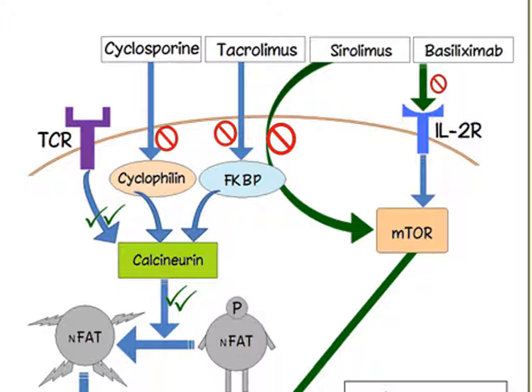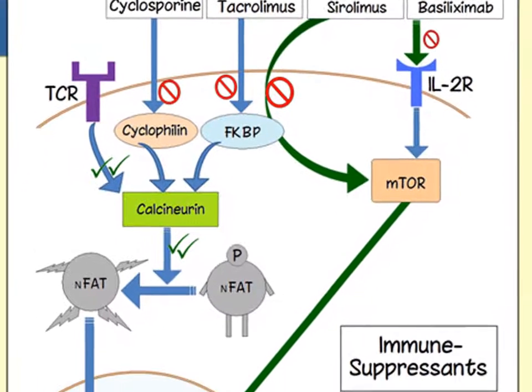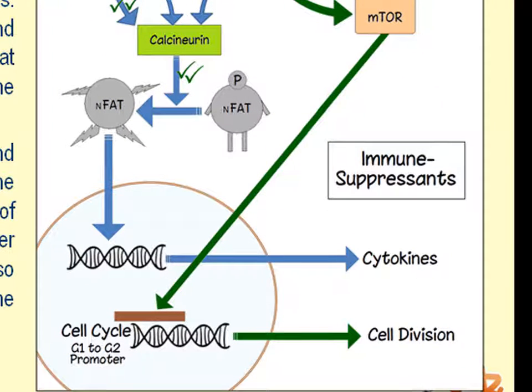Activated calcineurin dephosphorylates and activates NFAT. So phosphorylated NFAT is inactive. Calcineurin activates it. This activated NFAT now is imported into the nucleus. And when it enters into the nucleus, it causes activation of several immune-related cytokine promoter regions in the nucleus.